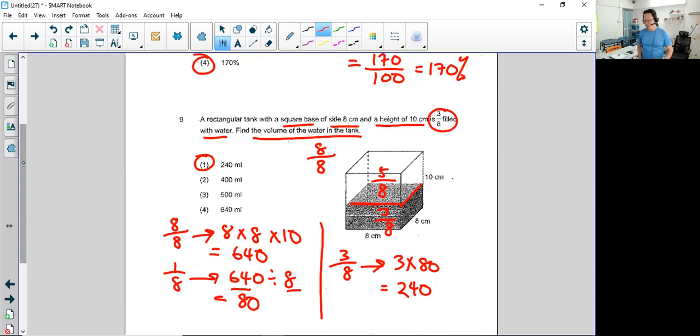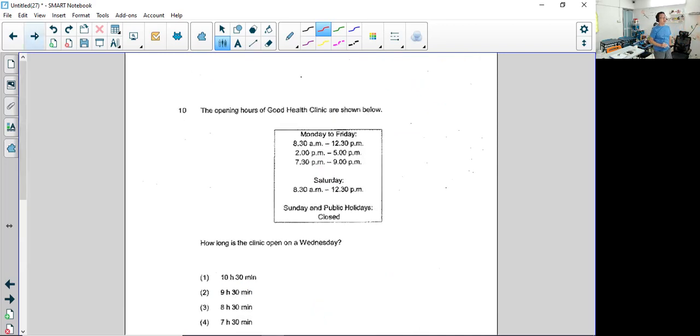So answer number 1. Okay, so how to do this? You put the fractions into the problem, into the picture, and then you can see more clearly and you will know what to do next. Okay, question number 10, timeline.